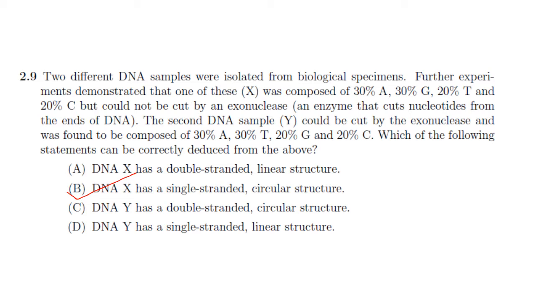But they have not given Y as double-stranded and linear structure. It is in option C, DNA Y has double-stranded circular structure, and option D, DNA Y has single-stranded linear structure. So options C and D are wrong. We will see in the case of X. X was composed of 30% A, 30% G, 20% T and 20% C. So A is not equal to T and G is not equal to C. So it will be either circular or linear single-stranded.